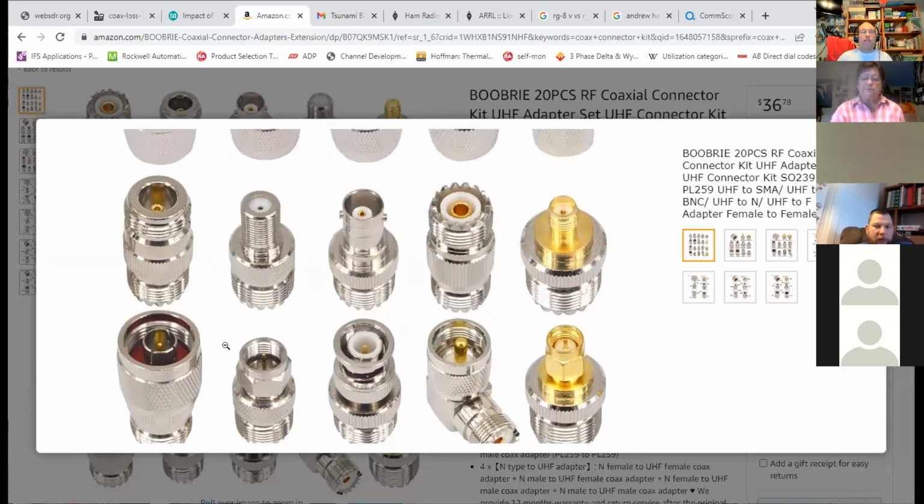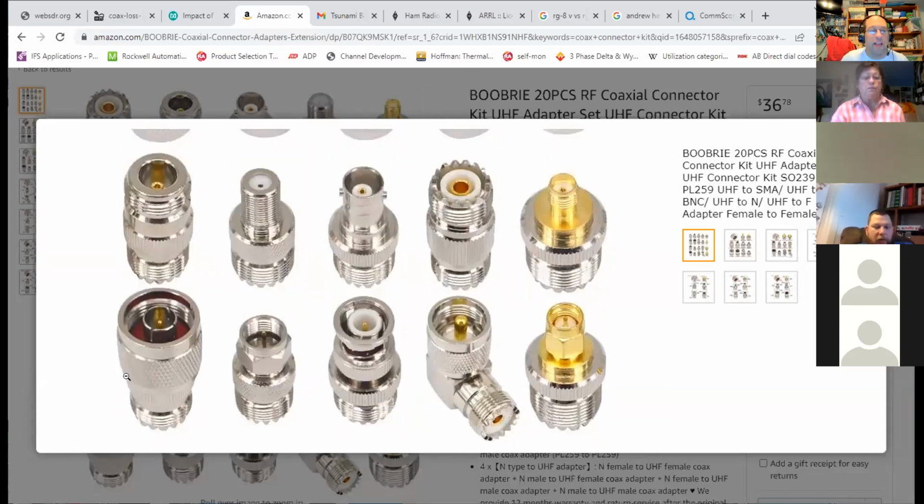The one all the way on the left, notice that they actually have a center pin and then a spring-loaded something and then what looks like a gasket. That's actually a waterproof connector called an N connector. And those are actually good for frequencies up to several gigahertz. But they're also a lot more expensive and a lot harder to work with.